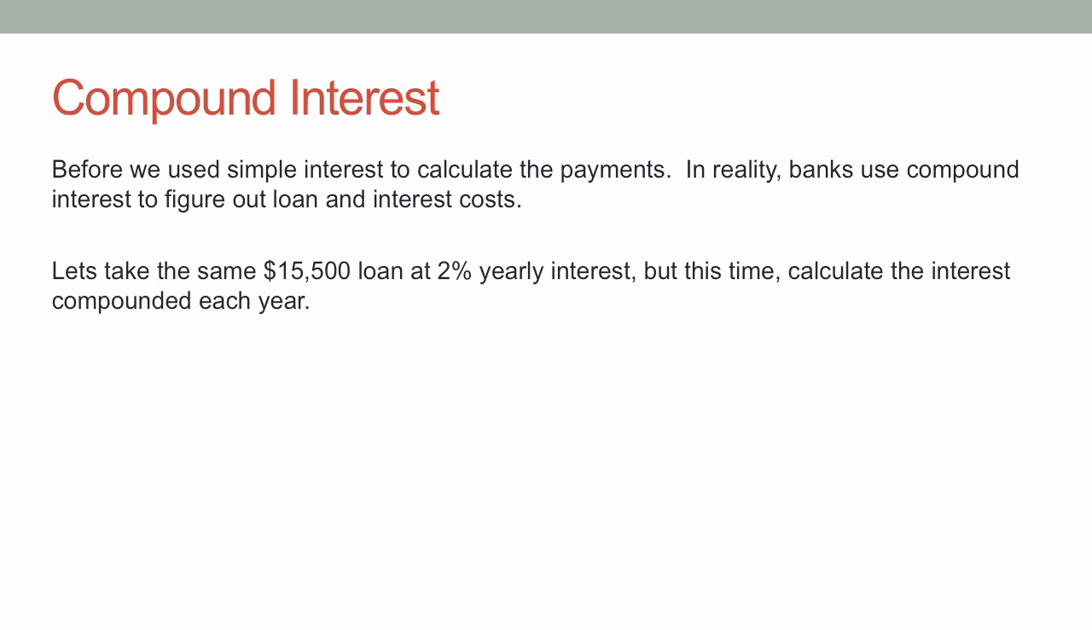So we just did an example of simple interest. There's also something called compound interest, and this is actually more commonly used by banks, credit cards, and other financial institutions. Compound interest means you may have a yearly interest rate, but we compound it every month. So let's take the same loan, 2% yearly interest, but this time we're going to calculate the interest compounded each year. So there's a formula for that. I'm going to go over it with you guys.